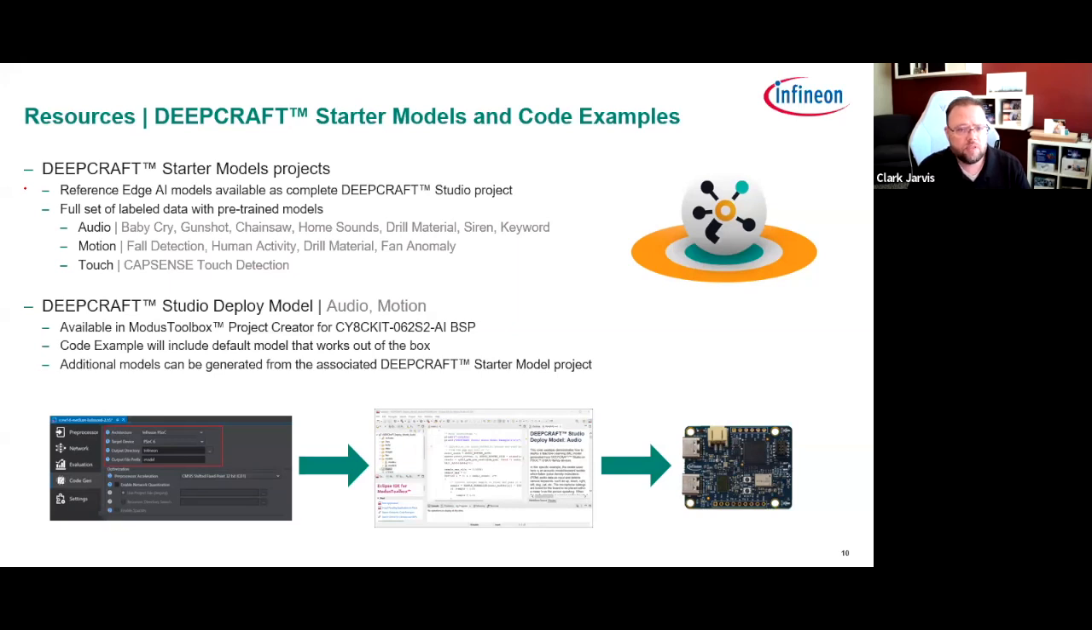You'll see a lot of the similar ones that we've highlighted before, but on the audio side, we'll have things like a baby cry, gunshot detection, chainsaw detection, home sounds, which will be things like, I think baby cry is also included in that, as well as maybe a water drip sound, or different types of alarms. Drill material, so what type of material am I drilling into based on audio, siren detection, and then keyword. And keyword is one that has a couple of common phrases that come out of a particular kind of available model, the industry standard model.